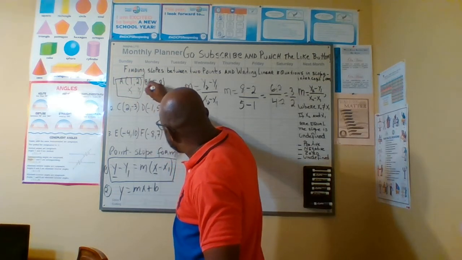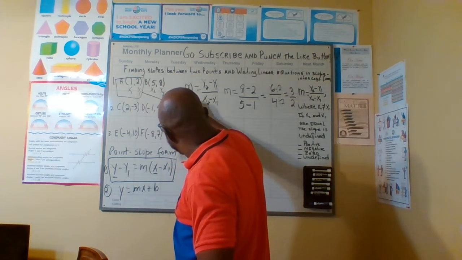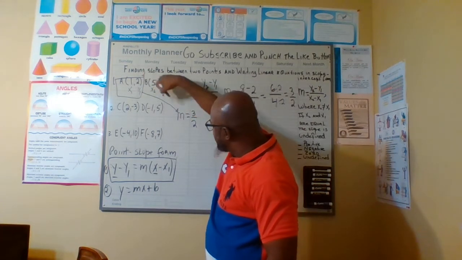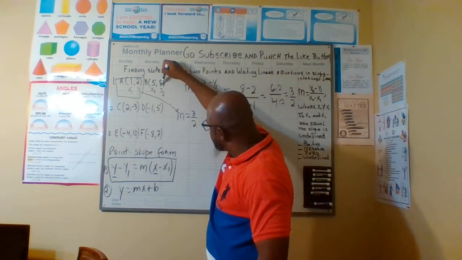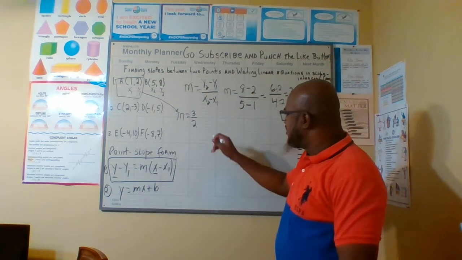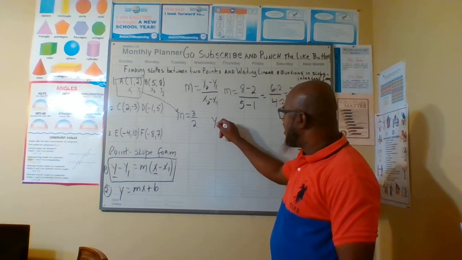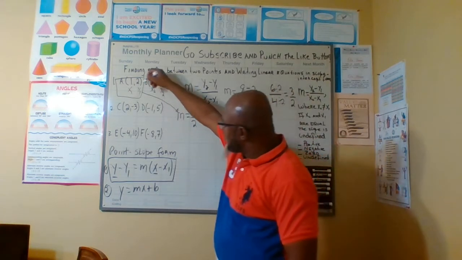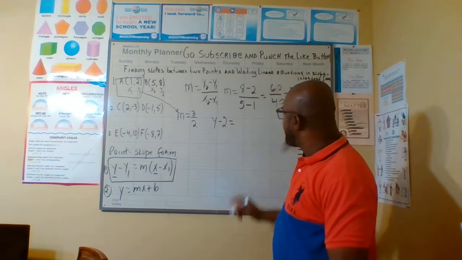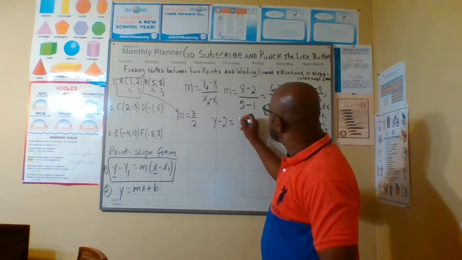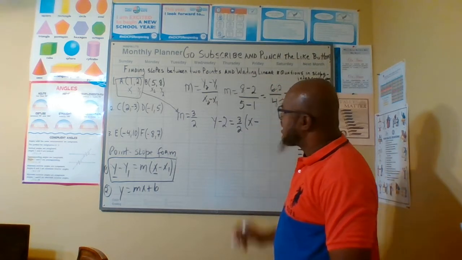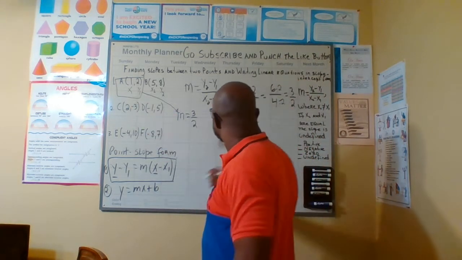It doesn't matter. You can use either point because they're on the same line. But for the sake of argument, I'm going to use this one. If I use the other, it makes no difference. So since I'm going to use this one, it's y minus y1, and we know y1 is 2. You replace it: 2 equals m, which is your slope, times x minus x1, which is 1.